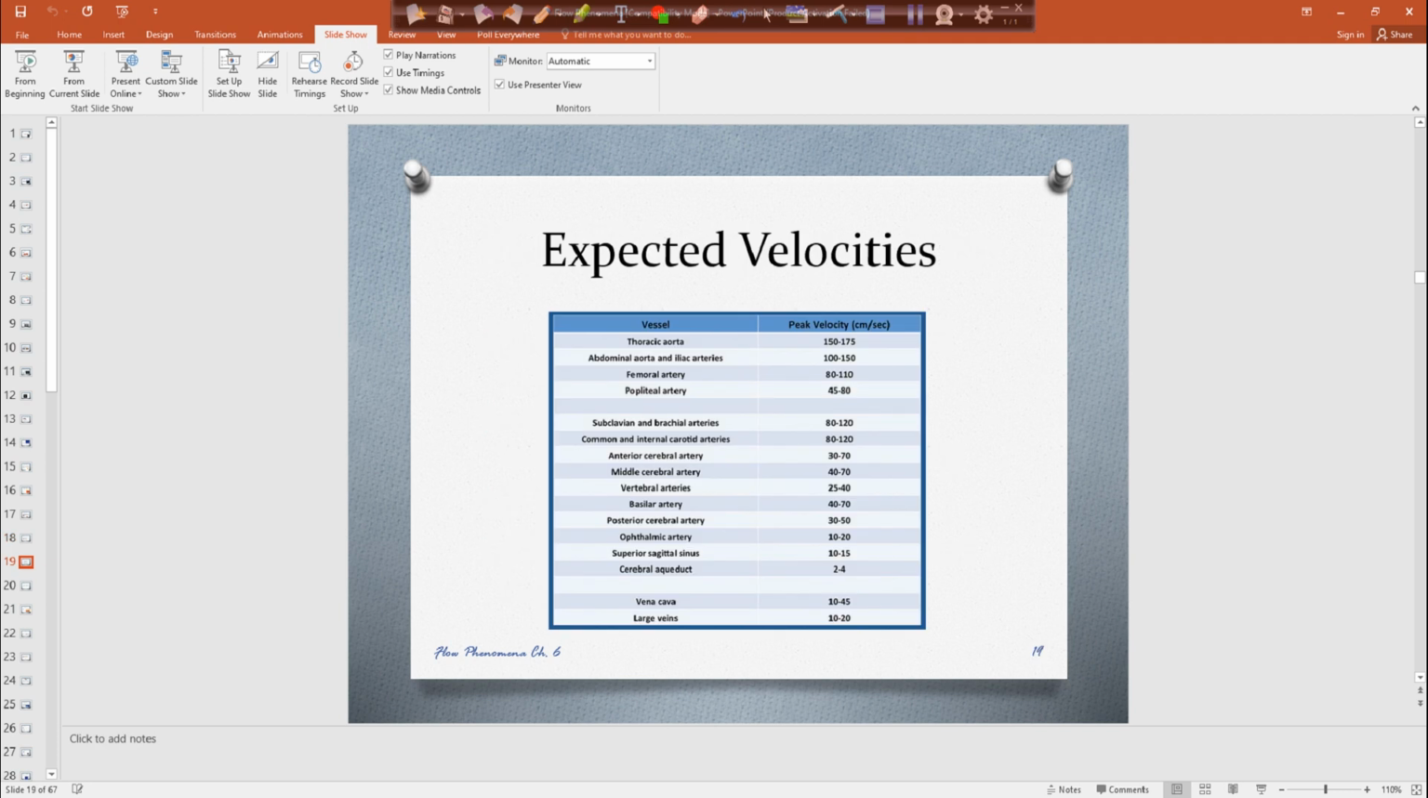So here are your expected velocities for different vessels within your body. You can see here we have velocity in centimeters per second. You can see here how our thoracic aorta is the fastest. Second fastest is your abdominal aorta. Then you've got your femoral artery. And then you have various things over here. Subclavian, carotid arteries.